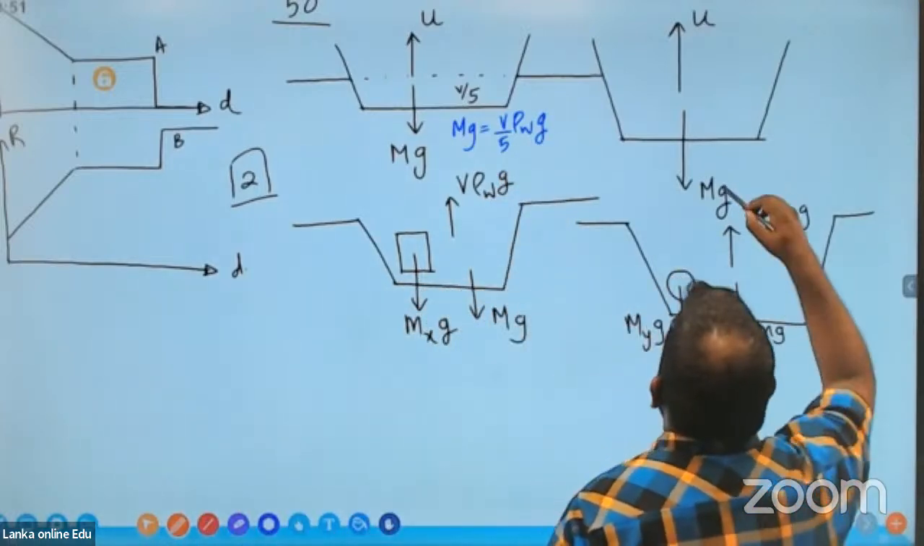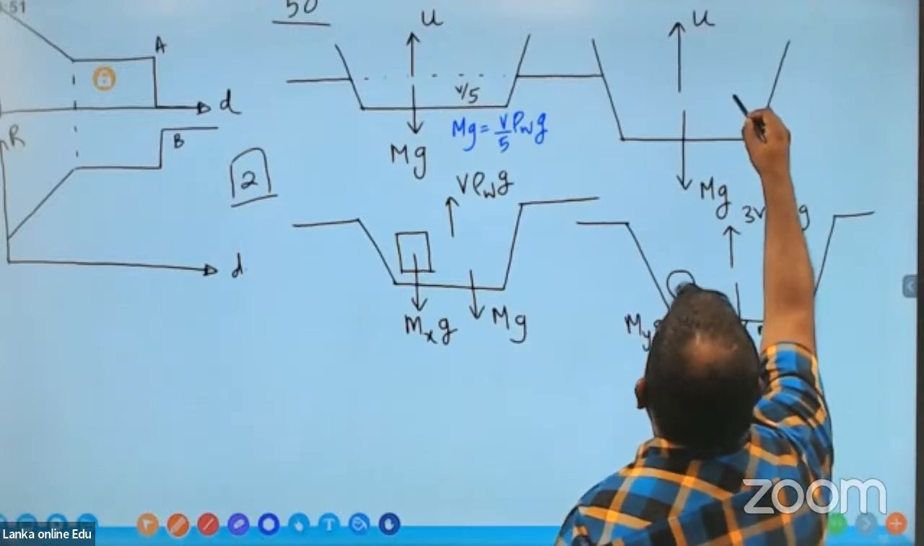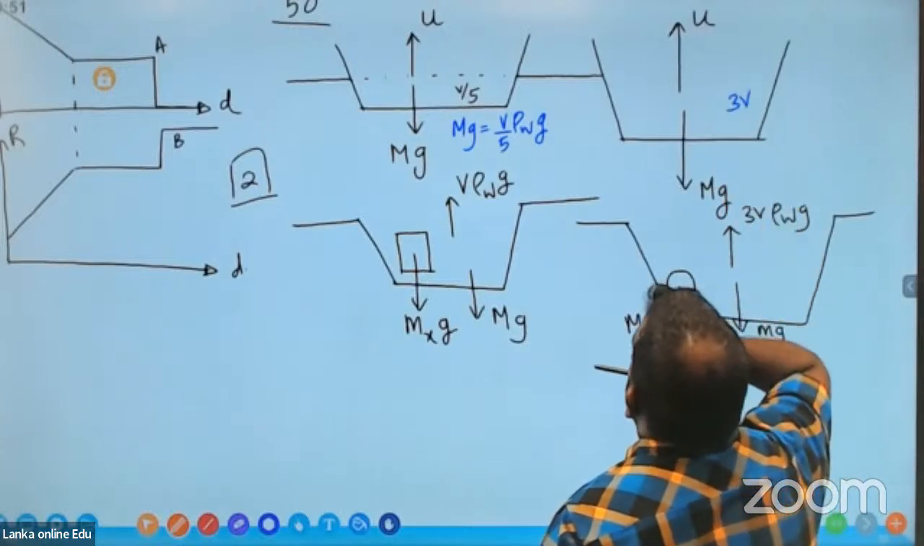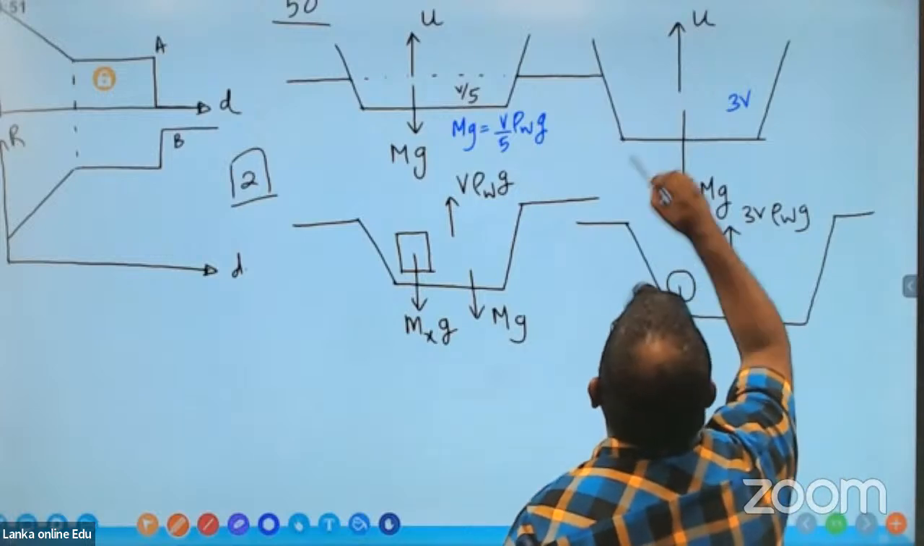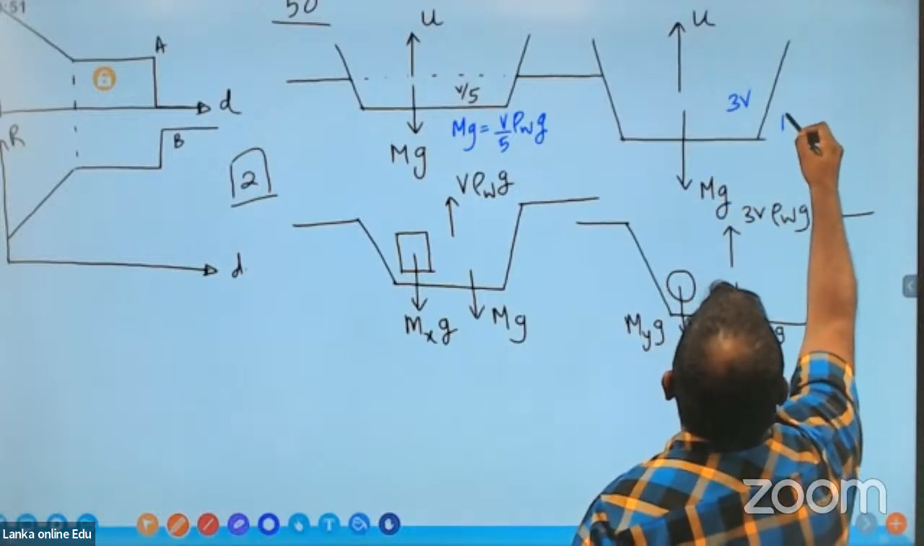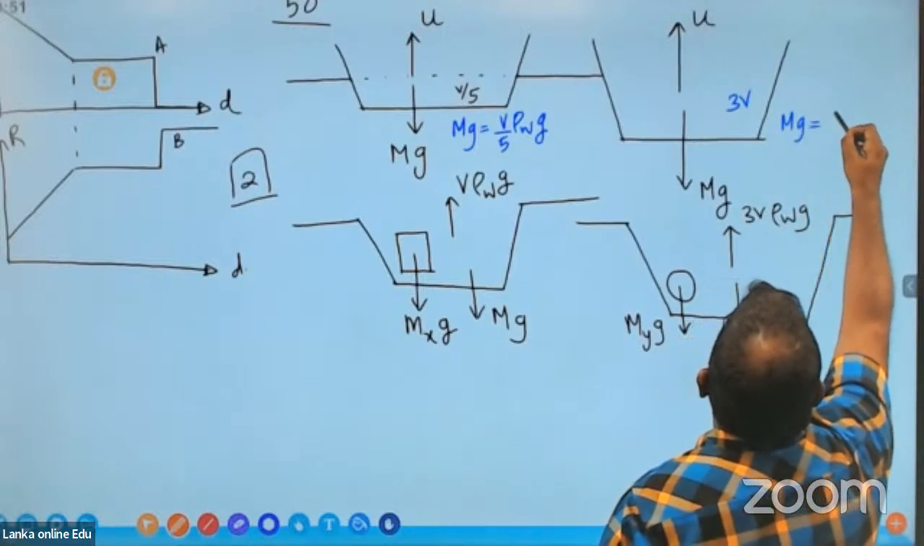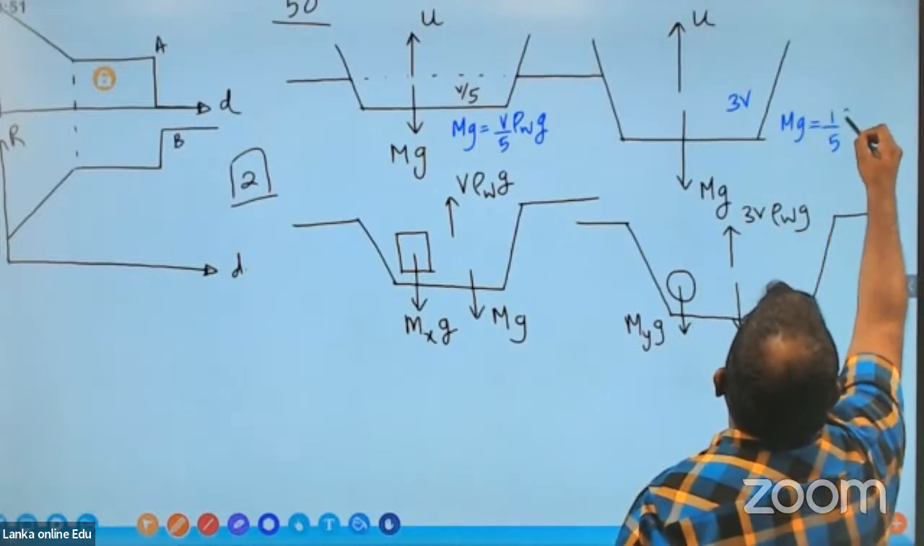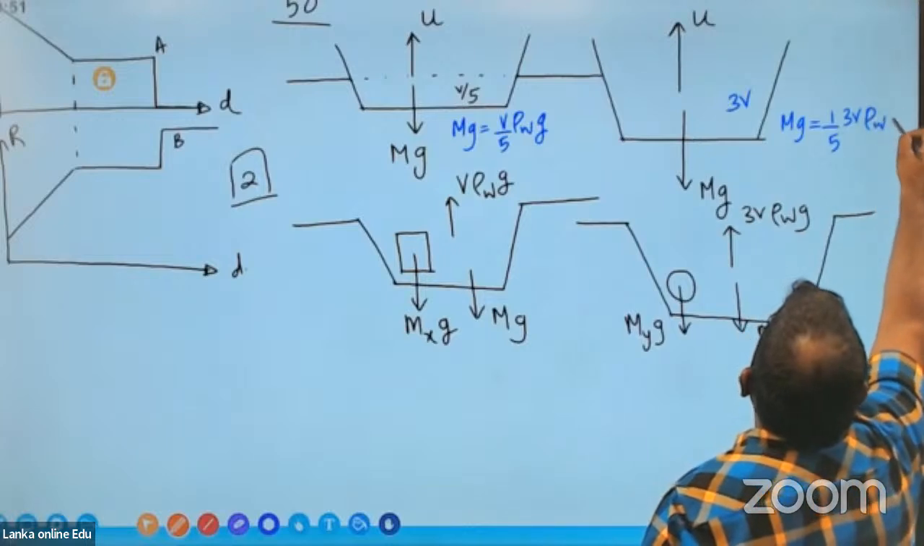What can you say here? Volume is 3 times. Then 1/5 of this. Mg means 1/5 of this. Mg will be equal to 1/5 of 3 rho Wg.